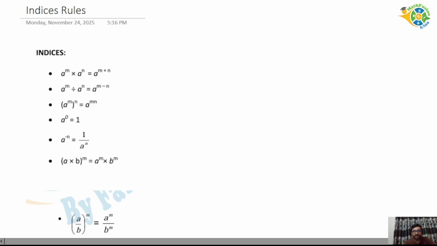The multiplication law implies if there are two numerals with the same base in multiplication form, the powers m and n will be added. So the base a is the same in this case, and the powers m and n will be added, m plus n.